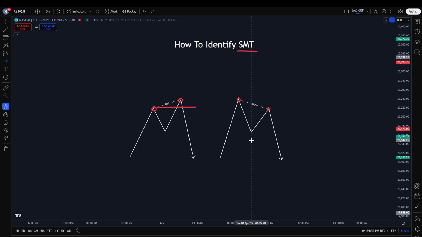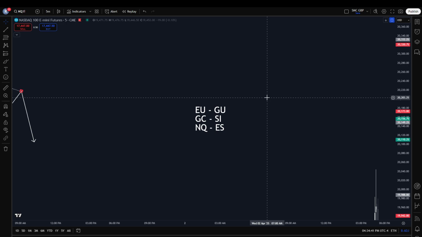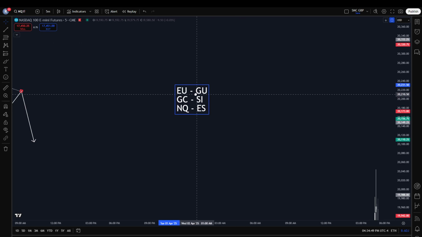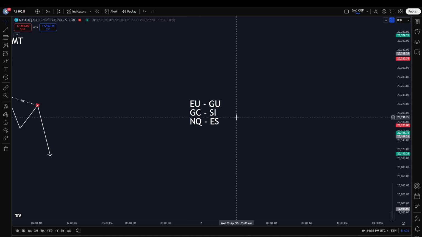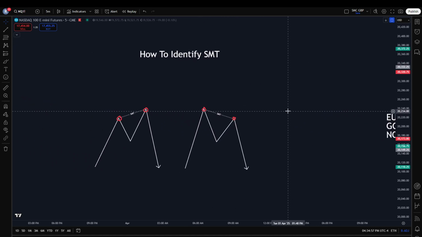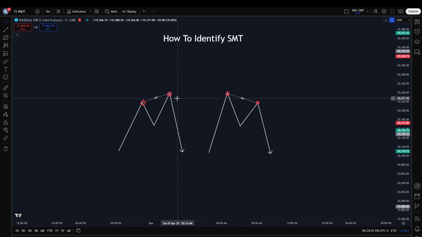Now, actually, let's take a step back. What pairs can you find SMT on? Here's the three I most frequently trade. Sorry, I can't list out literally every currency pair. I'm a futures trader. But if you want to Google what a correlating asset pair is to whatever you want to trade, Google will help you out there. But some common ones are EU and GU, gold and silver, or GC and SI, and ES, NASDAQ, and the S&P. So that's how you're identifying your correlating asset pairs to look for the higher highs and the lower highs, or the diverging market structure.